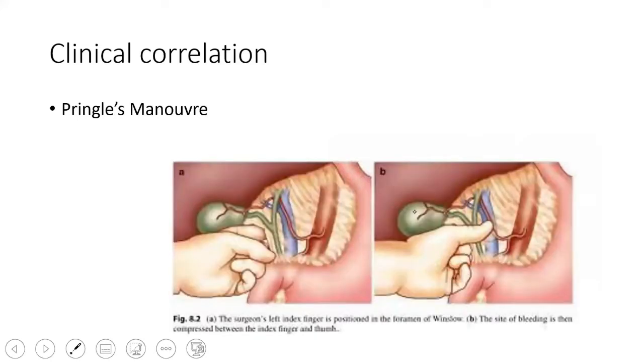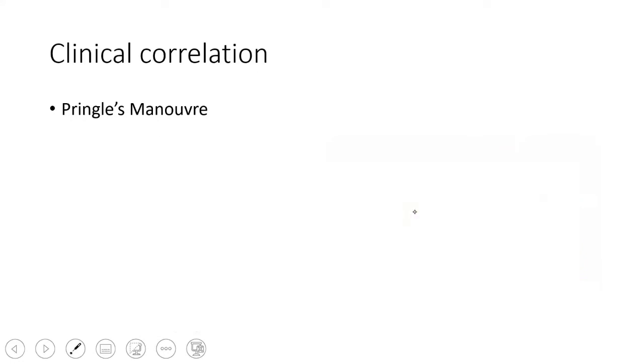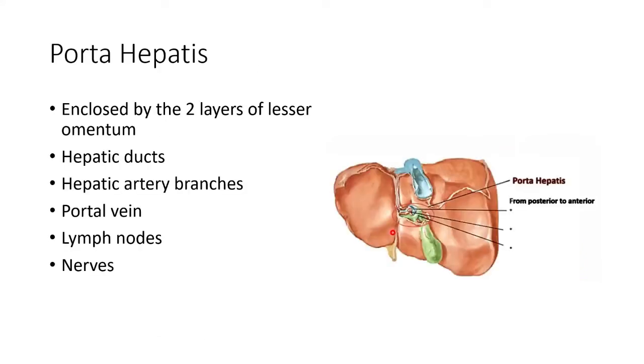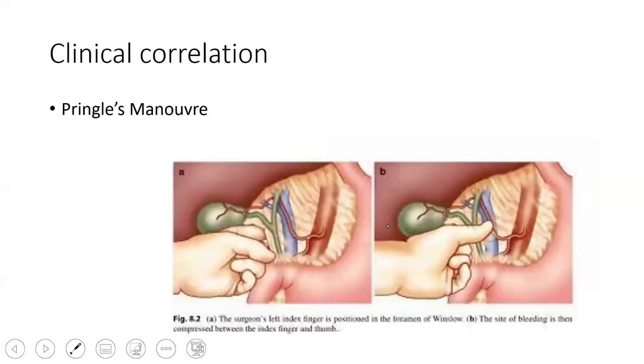So we come to another clinical correlation, the Pringle manoeuvre. The structures of the porta hepatis enter into the lesser omentum like this, and here you have the lesser omentum extending from the liver to the lesser curvature of the stomach. In the free end of the lesser omentum, here there's a small foramen which enters into the lesser sac, right? This is called the foramen of Winslow, right?